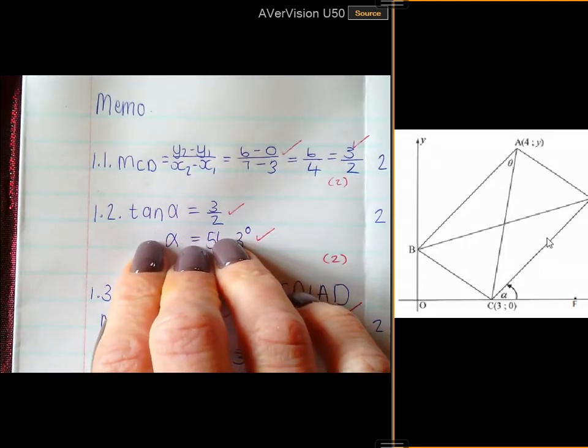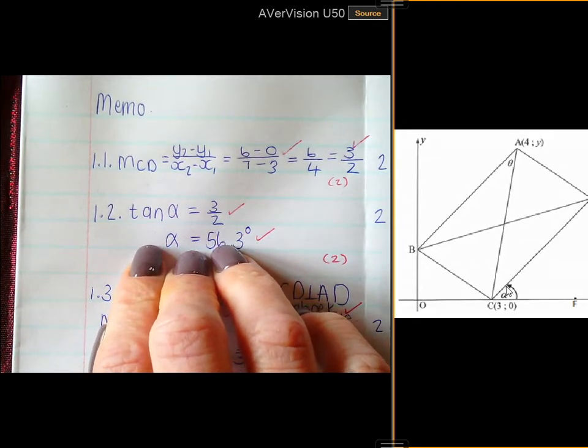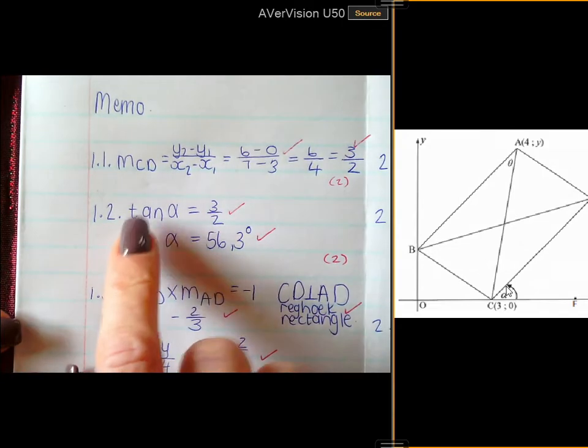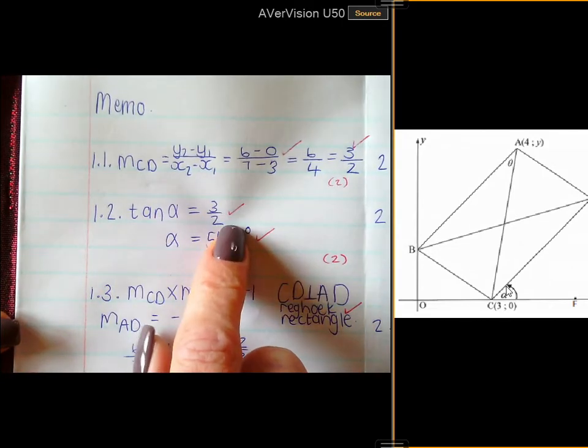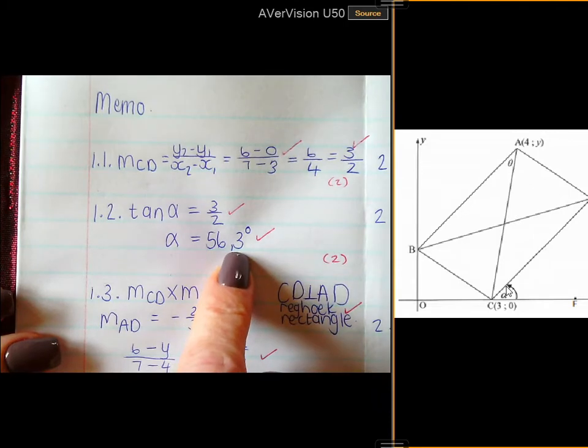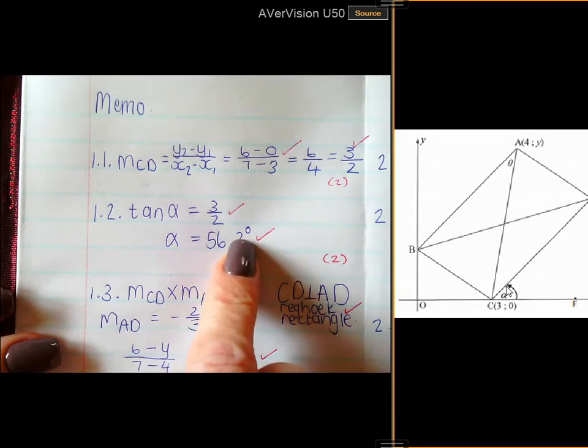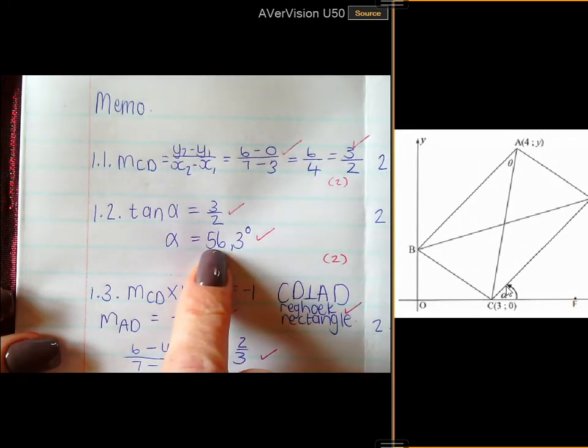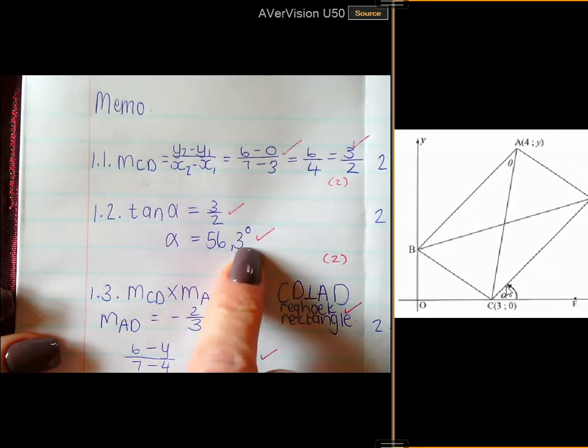The next one was the inclination angle alpha. So you had the gradient, you press shift tan 3/2. The question said that it must be rounded off to 1 decimal. Some of you missed that, but then you just write the answer 56,3.